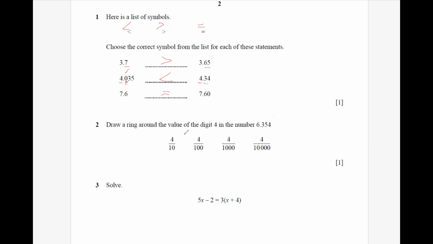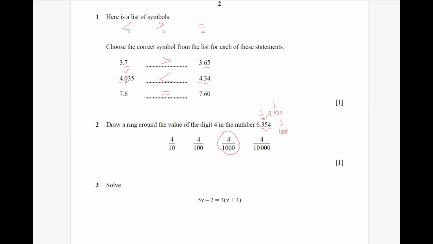Okay, then question number 2, draw a ring around the value of the digit 4 in the number 6.354. What is its place value? We need to see 4/100. This is the 10th place, 1 by 10. This is the 100th place, 1 by 100, and this is going to be the 1000th place, 1 by 1000th part actually. So if we need to calculate the place value of this 4, that means 4 is lying at the 1000th place, so its value is going to be accordingly 4 by 1000. So this is going to be the answer.